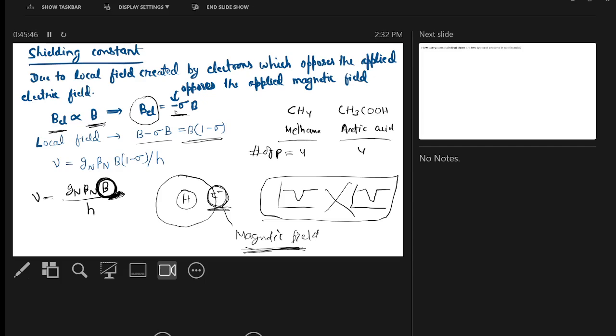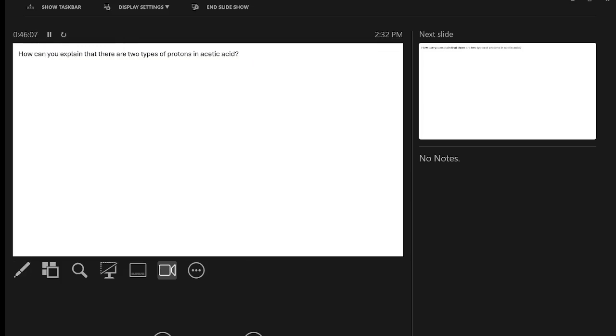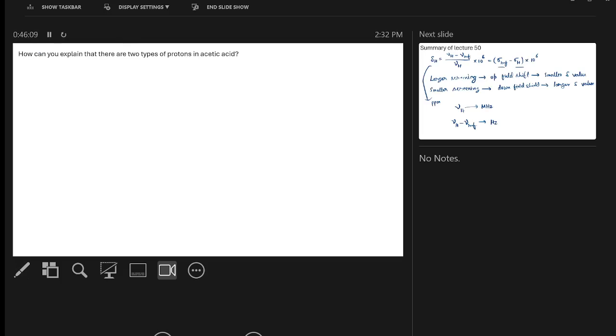Okay. So based on this we will try to solve the problem. So your actual nu will be this one. So for different atoms you will have different shielding constants, and this different shielding constant will make this whole term different. So the first question is, how can you explain there are two types of proton in acetic acid?